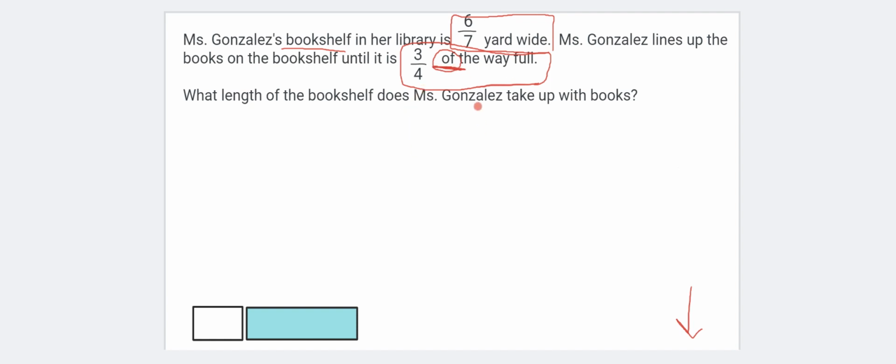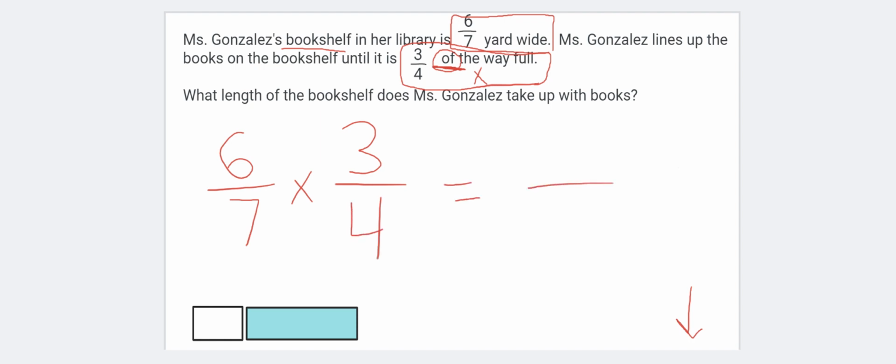Okay, and I just want to confirm, if she fills up the bookshelf 3/4 of the way, what operation do you think we are going to do if I see the word of? That's right, I am going to multiply because the width is 6 out of 7, and I'm filling it 3/4 of the way. So now I can multiply across. What is 6 times 3? I'm going to multiply my numerators first. That would be 18. And then I'm going to do 7 times 4. What's 7 times 4? Multiplying those denominators. That would be 28.